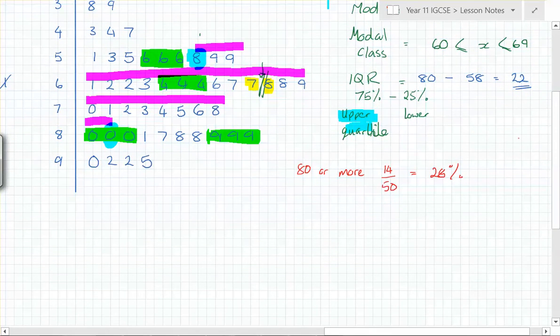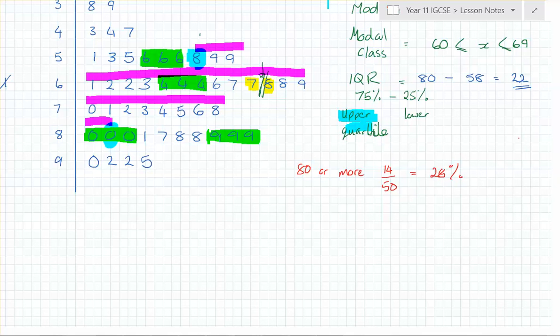Right, 80 or more. Would that result change if it said more than 80? This is vocabulary. How would it change if it was more than 80? 80 would not be included, so it would drop by those three. So it would only be 11, so therefore 22%. So beware, 80 or more versus more than 80. So many people, when it says more than 80, ask, is 80 included there? Fair enough question, but no, it's not.